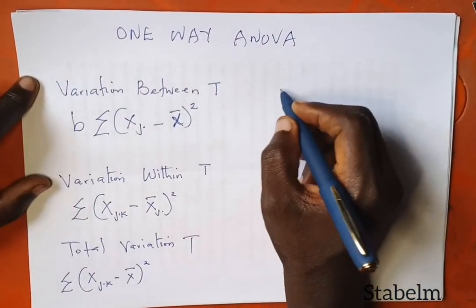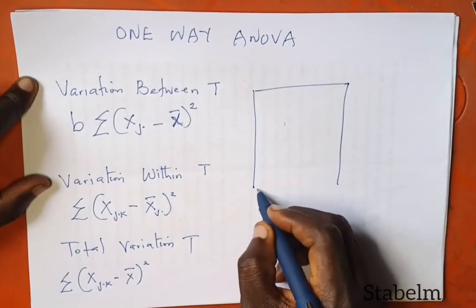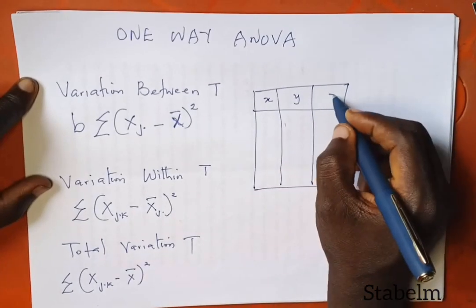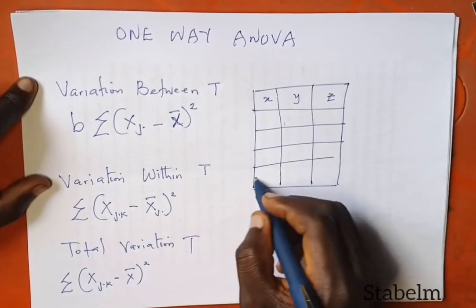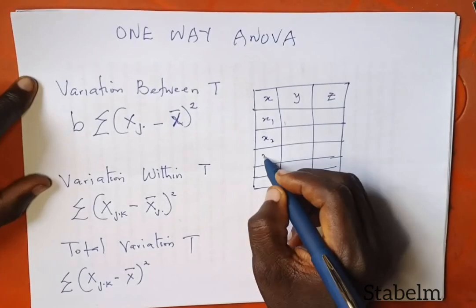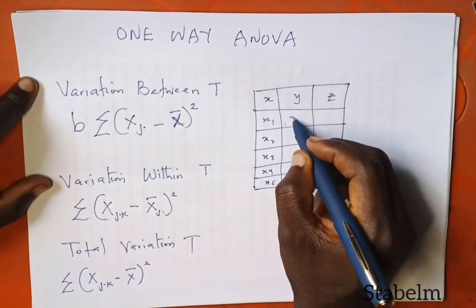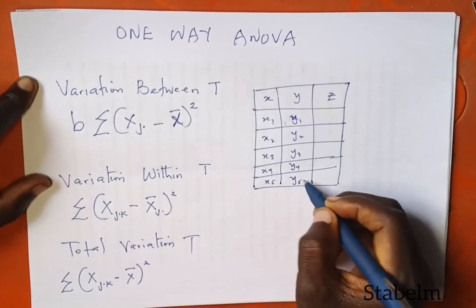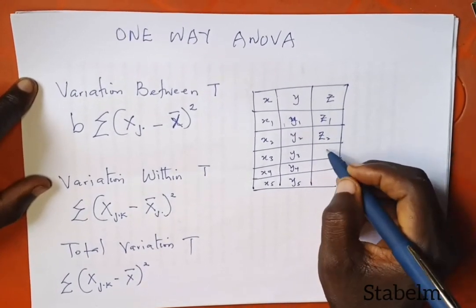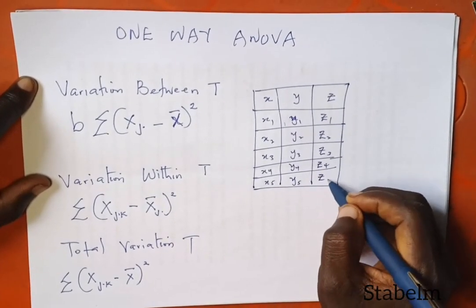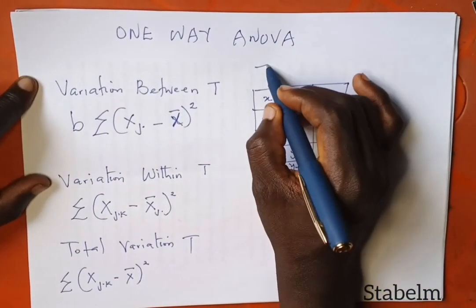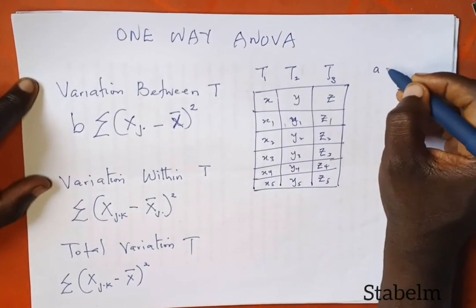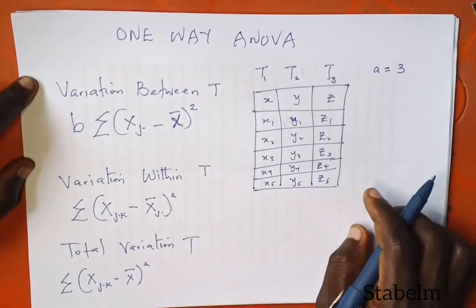Now, assuming we have, let's say we have 3 treatments, say x, y, z. So let's say we have x1, x2, x3, x4, x5, y1, y2, y3, y4, y5. Then we have z1, z2, z3, z4, z5. Now, if you look at this, this is the first treatment. We have treatment 1, treatment 2, treatment 3. So which means we have 3 treatments. So in this case, our A equals 3. A stands for the number of treatments in the table.